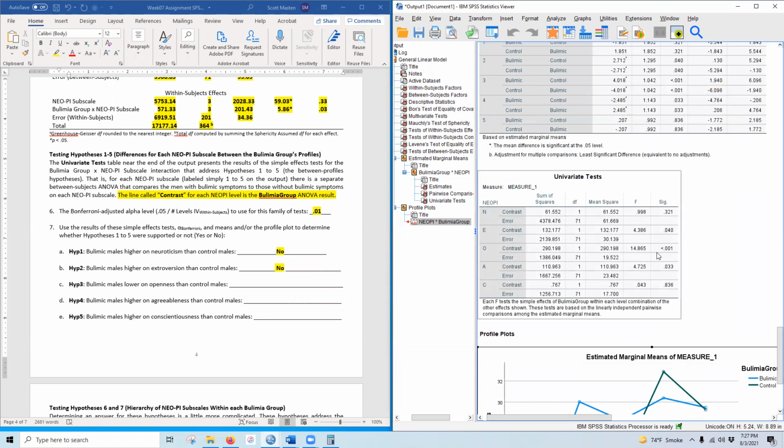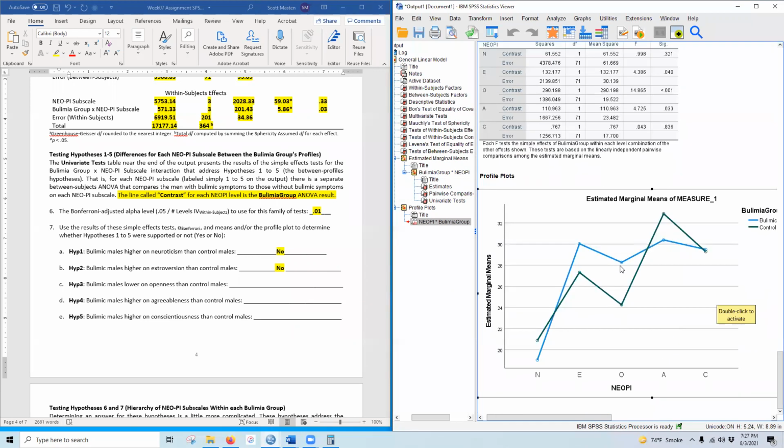So for O, sig's less than 0.01. So we know that the bulimic and non-bulimic males differ on openness. Let's look at the means. So who's higher? Bulimic males are higher, right? These two things are significantly different. Bulimic males are more open than controls. What did I hypothesize? Bulimic males would be lower. So is this hypothesis supported? No.